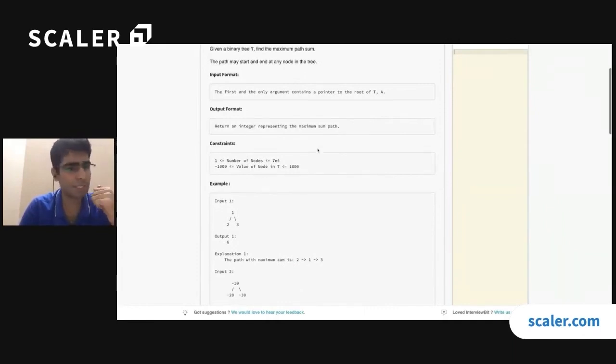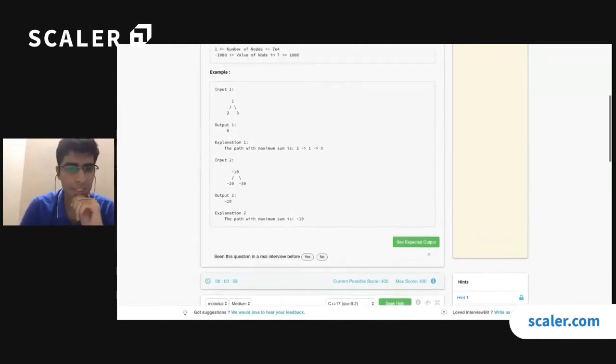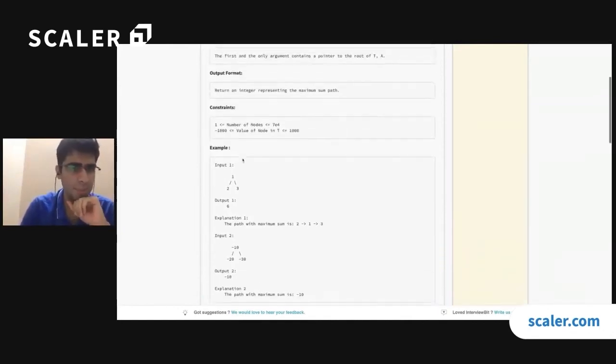So by the way, what is the definition of a path? A path is a sequence of nodes such that no node is repeated more than once. So there is no cycle. It's a simple path. Okay. So now let us see the examples first.